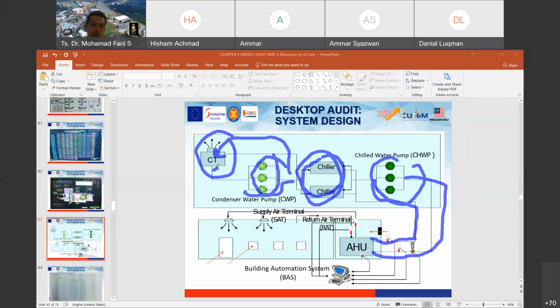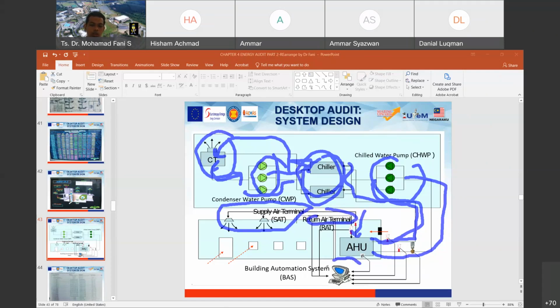Okay, that's the process. The cool condenser water will go to the pump, and the pump will send the water to the chiller. From the chiller, the chill water goes again to the AHU. So the process is something like here. The AHU will turn the chill water to the air side, supplying the air through the ducting and supply air terminals to the room, and the return air goes back to the AHU.